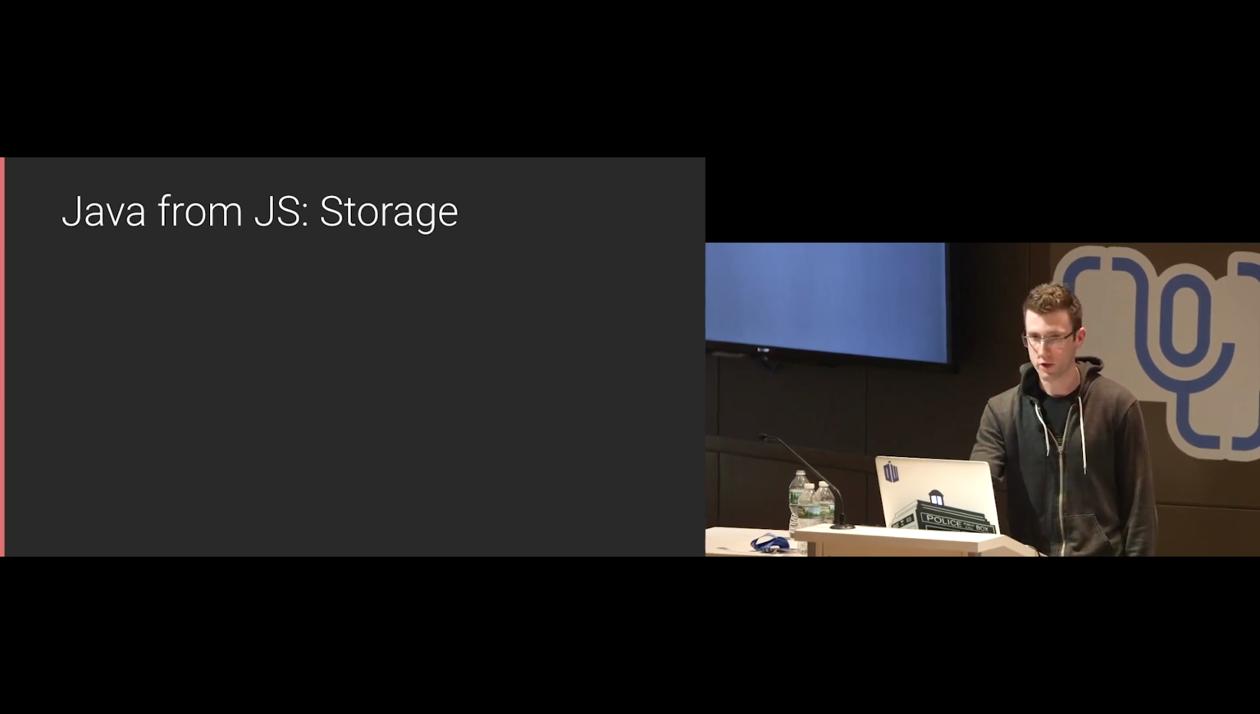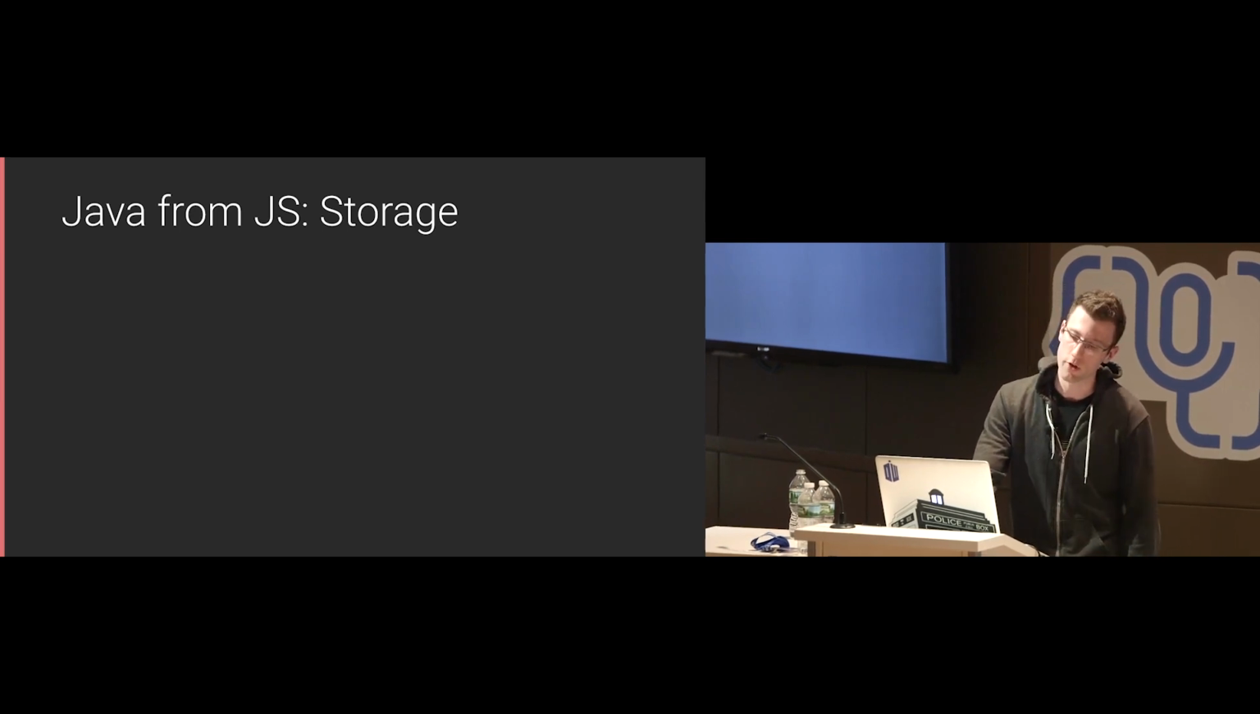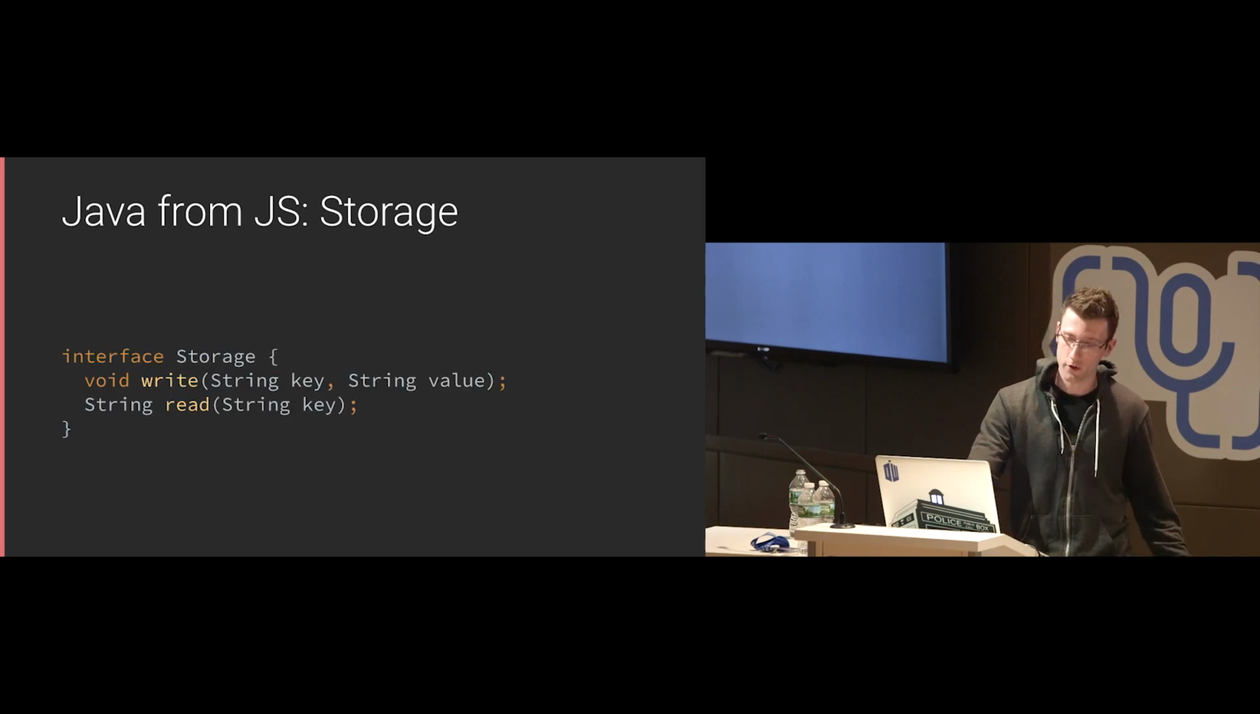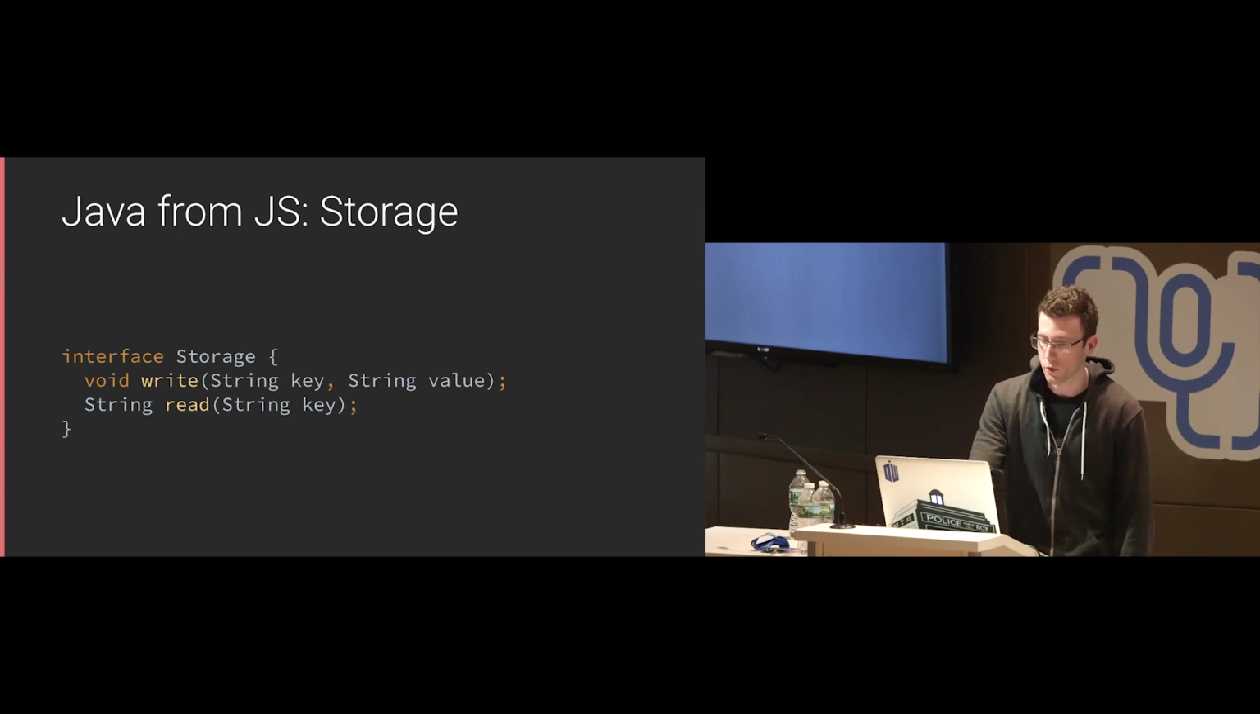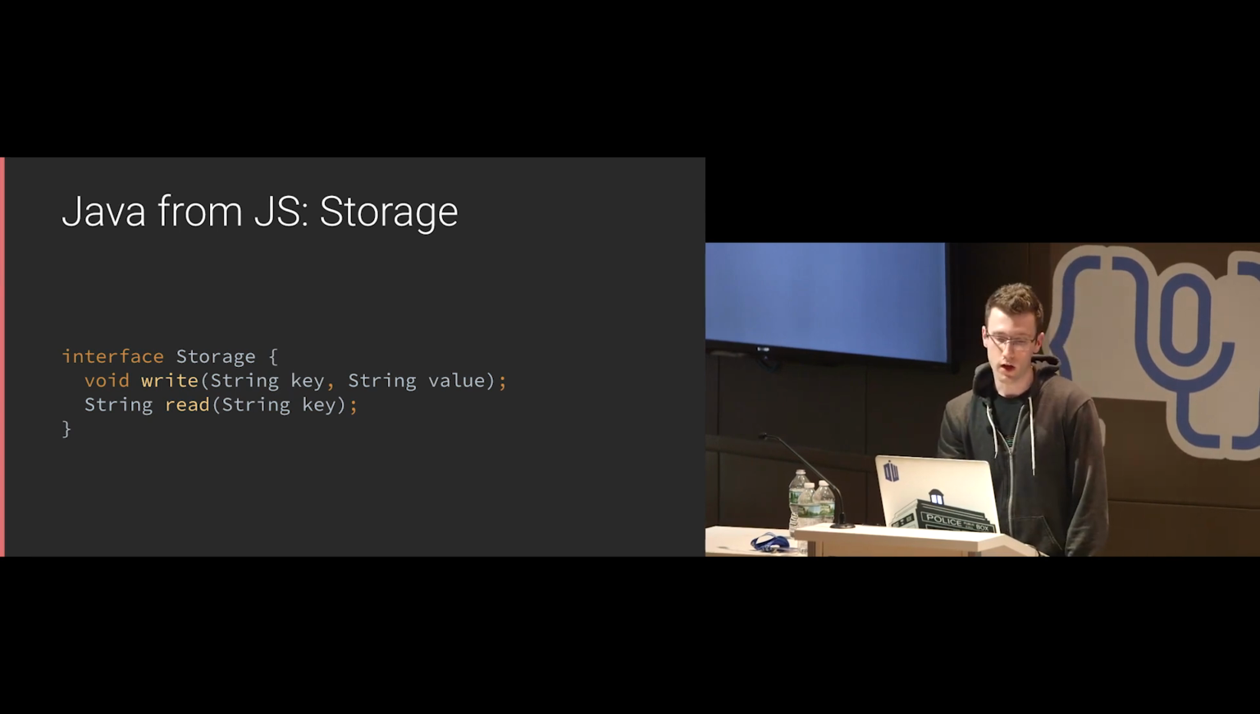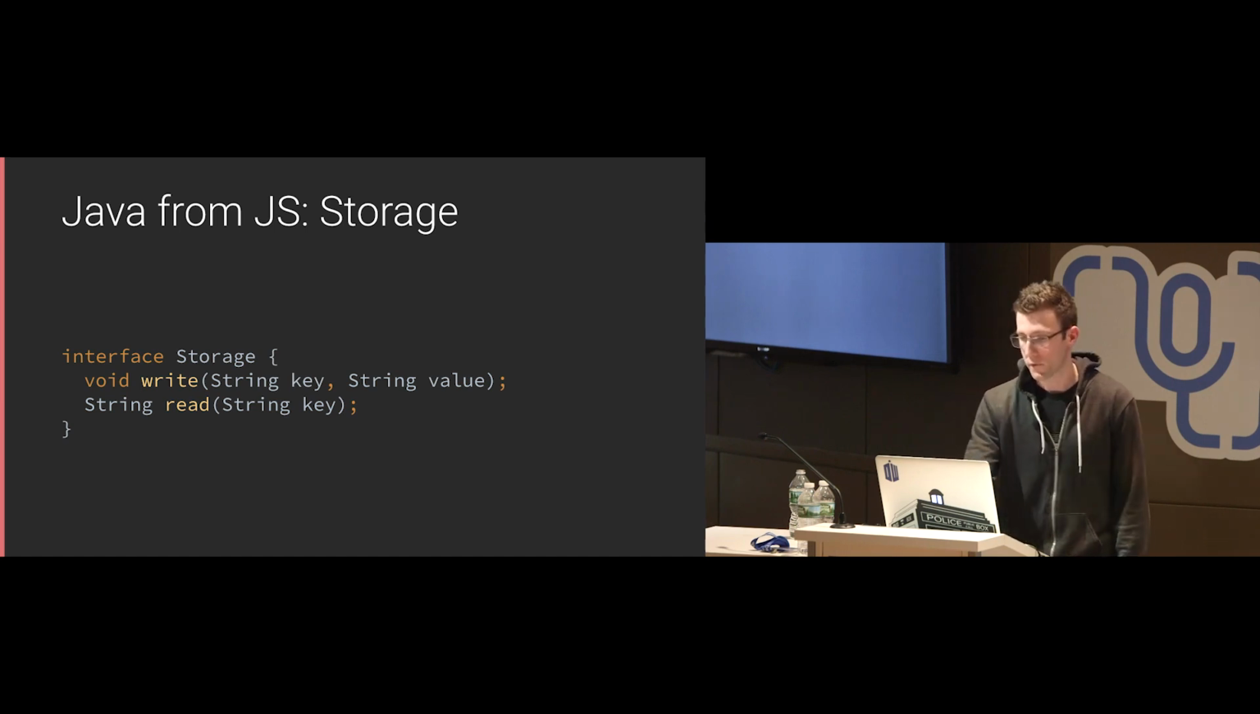Let's get even crazier. Let's let our JavaScript read and write data to persistent storage. Just like before, we have an interface called Storage. It's got a write method that lets you set data, and a read method, which will let you read the string out. I'm not going to go into the implementation. It's basically just the slides from before, but you can read and write from shared preferences, or if you want, you can have it talk to a database. You get the idea.